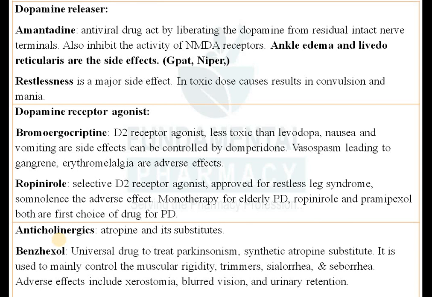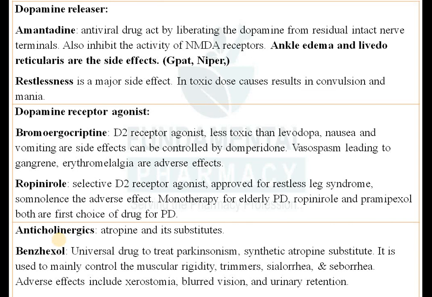Those drugs which will increase the functioning of the sympathetic nervous system are known as sympathomimetics. Those which will block the sympathetic nervous system are nothing but sympatholytics. Those drugs which will increase the activity of the parasympathetic nervous system are known as parasympathomimetics, and those drugs which will block the parasympathetic nervous system are known as parasympatholytics.